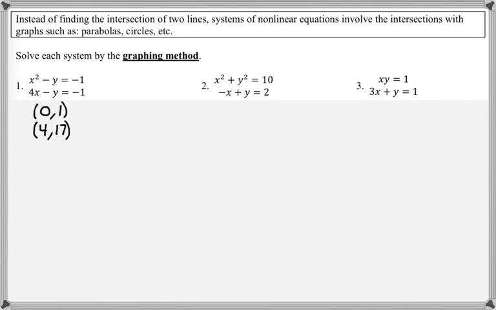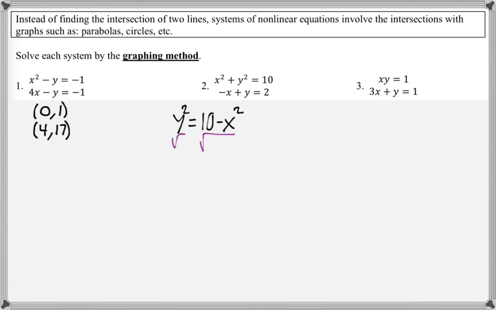On number 2, I'm trying to find the intersection point or intersection points of the two graphs. So my first step is I need to isolate for y in both of my equations. So the top equation, I want to subtract x squared from both sides. Then to get rid of the square, I'm going to take the square root.